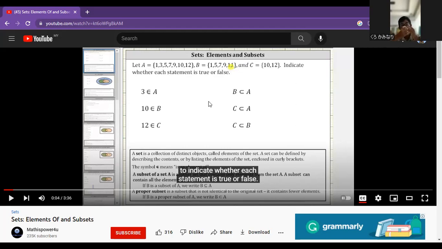Okay? A proper subset is not identical to the original set. It contains fewer elements. So maksudnya proper subset ni, dia ada elemen tu, tapi tak semuanya sekali. Tak macam yang subset tadi. Proper ni subset yang tak sama dengan original set lah. Maksudnya dia hanya ada sedikit sahaja. Dia tak banyak, mana dia tak ada semualah.